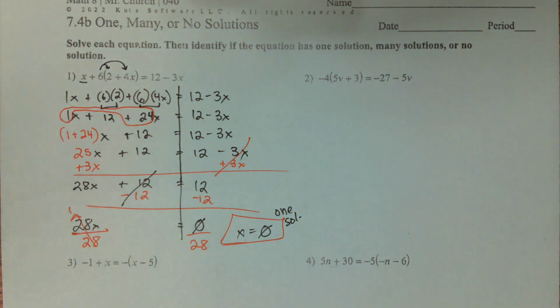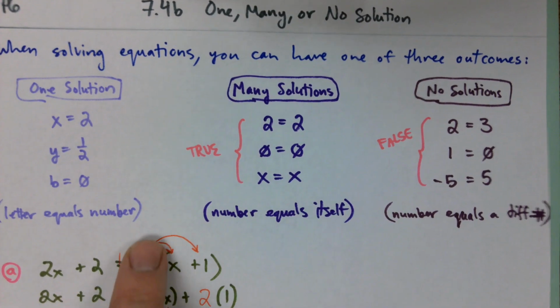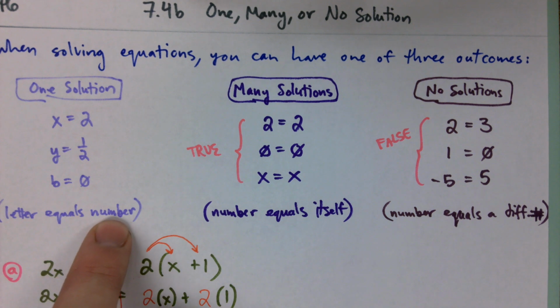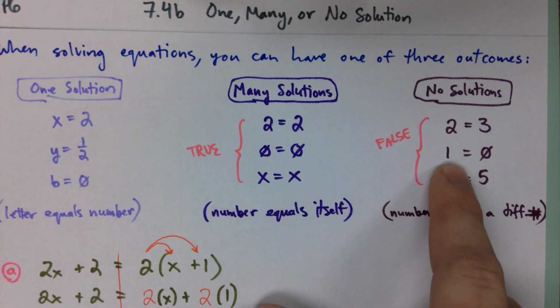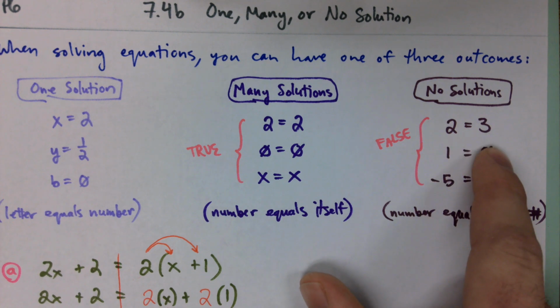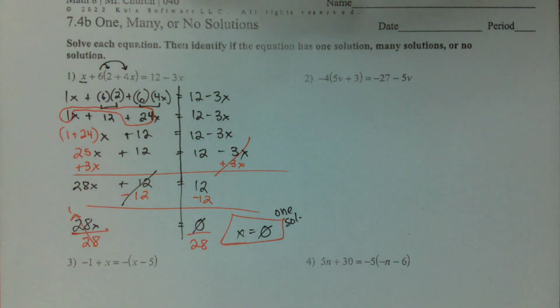You may think, oh, if x is 0, then x is nothing, so therefore it's no solution. That's not the case. Remember, this is what we're looking for. One solution is letter equals number, even if that number is 0. It's only going to be no solution when we have different numbers on either side of the equal sign. That's going to give us no solution, and we'll see that eventually.